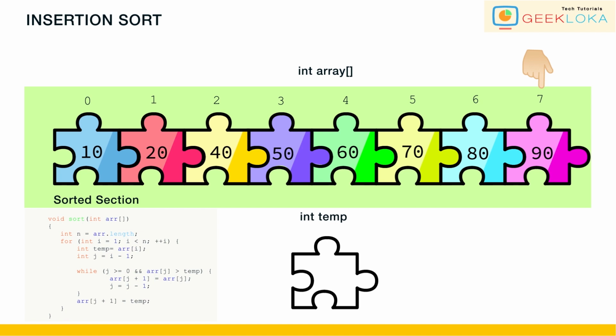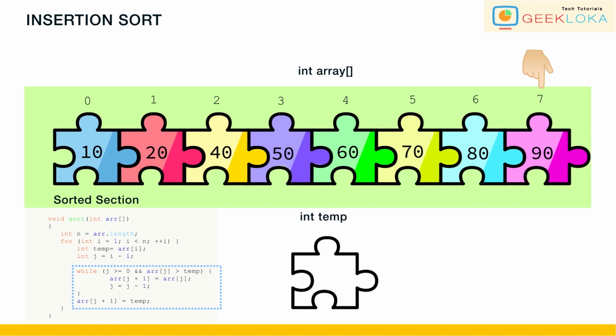Now we need to find the right position for temp in the already sorted section of the array. To do this, we use a while loop that continues as long as j is not negative and the element at array index j is greater than temp. If the condition of the while loop is true, it means array index j is greater than our temp value and should be moved one position ahead.